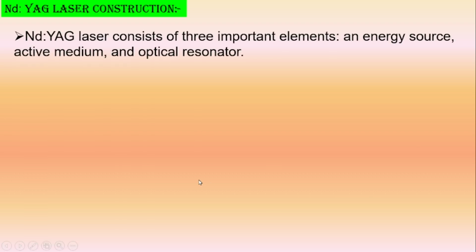Now let us see the construction part of Nd-YAG lasers. So Nd-YAG laser consists of three important elements: energy source, active medium, and optical resonator. As we know, these are the three main components of every laser: energy source, active medium, and optical resonator. So let us see which material acts as the active medium in Nd-YAG lasers.